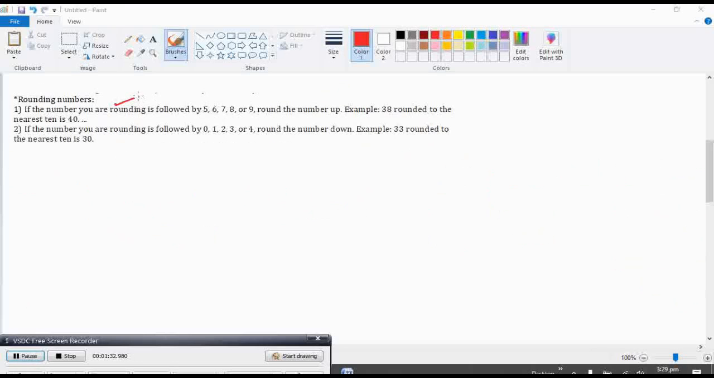For grade 4 lesson, today we will be going to discuss rounding numbers and comparing numbers. You have to remember that in rounding numbers, if the number you are rounding is followed by 5, 6, 7, 8, 9, round the number up. Example, 38. Round to the nearest 10 and you will get 40 because the next digit, for the tens place, which is 3 tens, is 8 ones. So 8 ones can give 1 point to the 3 tens and it will become 4 tens or 40.